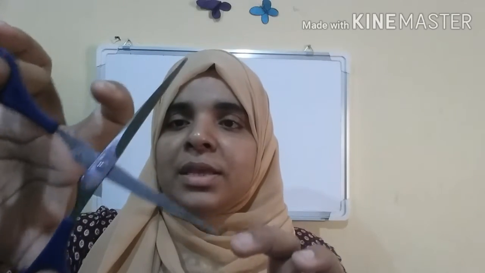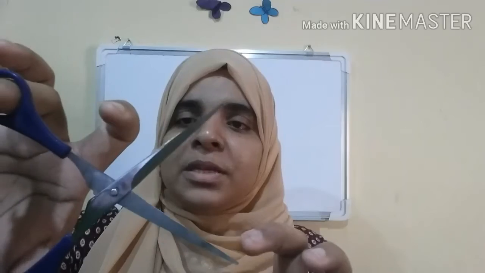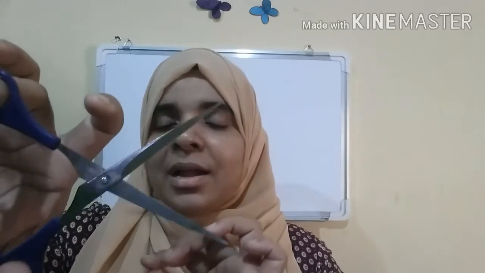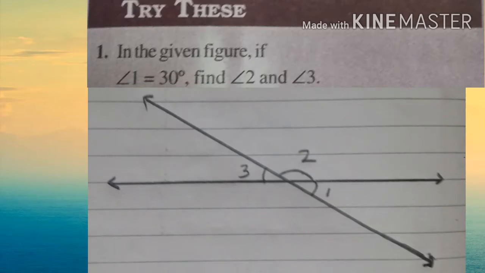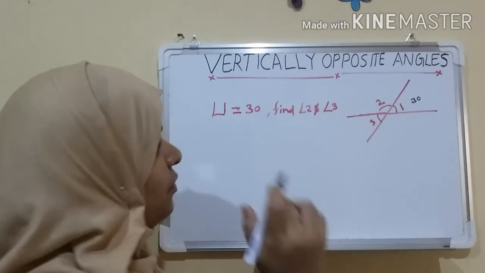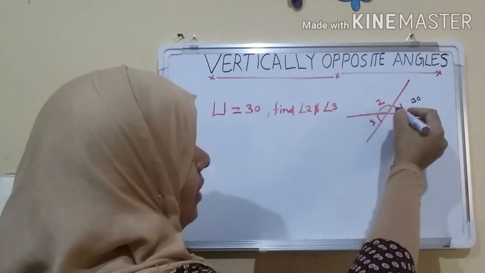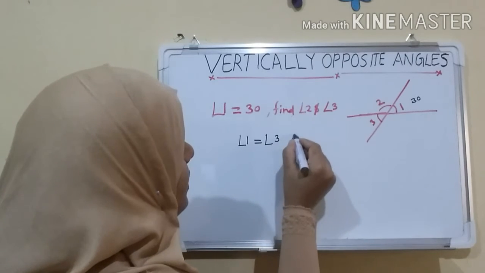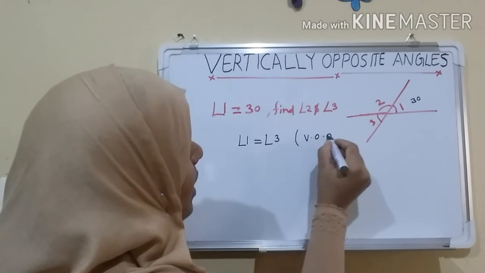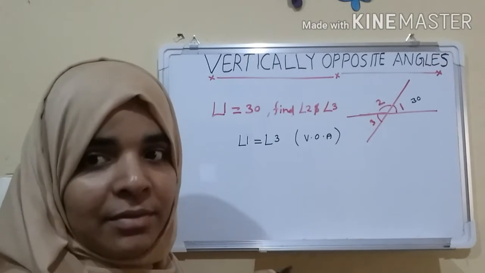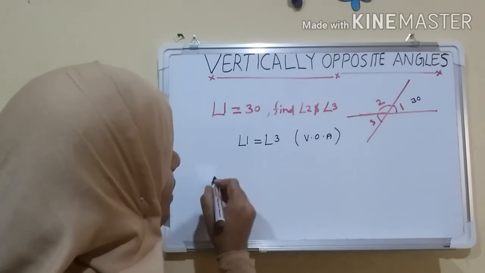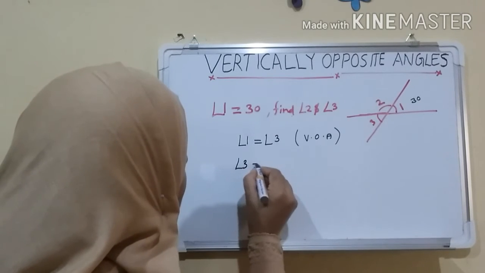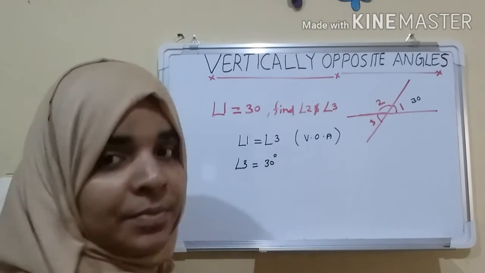I hope from this example you can clearly observe that vertically opposite angles are equal. Now let's do one problem. In the given figure, if angle 1 equals 30 degrees, find angle 2 and angle 3. From the given figure, we can say that angle 1 equals angle 3. Why? Yes, it is the vertically opposite angle. Angle 1 and angle 3 are vertically opposite angles, so angle 1 equals angle 3. So angle 3 equals 30 degrees.